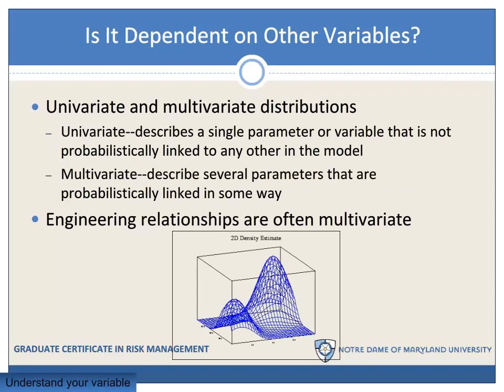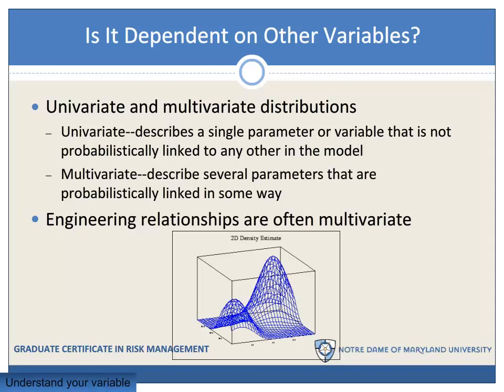Before we leave this step of considering your data and understanding your data, one thing that you want to ask is, do your data depend on any other variables? Does your variable depend on something else? In other words, are you going to be using a univariate distribution? All I have to do is worry about the distribution of one variable. Or would there be a multivariate distribution, such as you see in the figure there? So a univariate distribution describes one parameter or a variable that's not probabilistically linked to any other variable in your model.